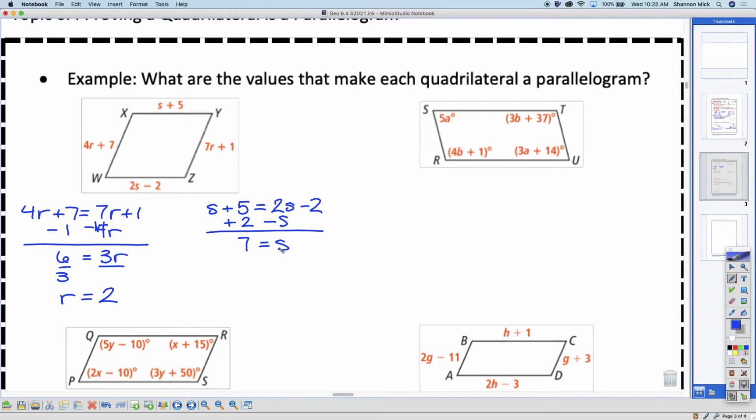Did you get R was 2 and S was 7? Yeah. Okay. Now, could I ask you what the side lengths are from here? Yeah. I would do what? Don't you have to do that to make sure I'm right? Well, you should. That would be a check.